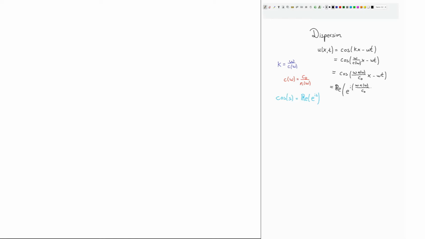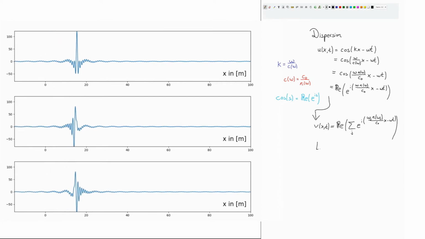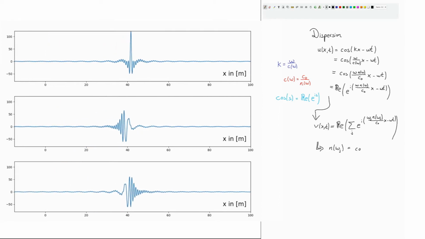The term dispersion makes only sense when we look at many waves with different frequencies. So we can now build a wave parcel by summing over the frequencies. On the right side, you can see 121 frequencies. The more frequencies you add, the sharper will be the pulse. And now we let the wave parcel propagate with different dispersion relations.